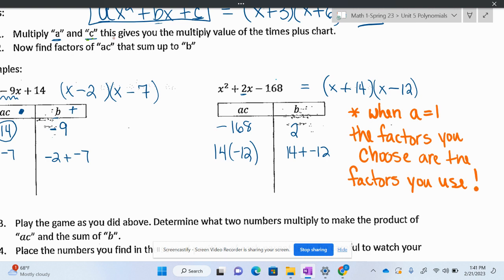Notice that when a is 1, so here it was 1, the two factors that we get down at the bottom are the factors that we put in our binomials. They just are what they are. That's going to make your whole job so much easier right now. So we're just going to practice finding the factors and then writing the product of two binomials. That's all we're doing right now. So everybody should be writing down that special note, not just staring at the board. When a equals 1, the factors you choose are the factors you use.